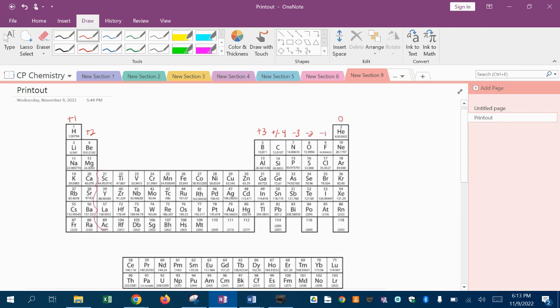Remember this section right here in the middle of the periodic table? These are called the transition metals. They have a variable charge, so we have to indicate the charge using a Roman numeral. So use a Roman numeral for the charge.